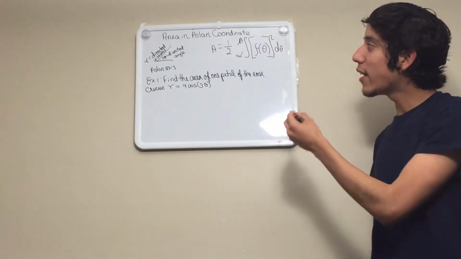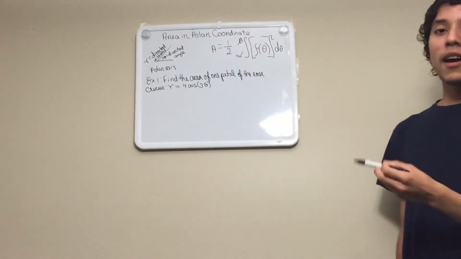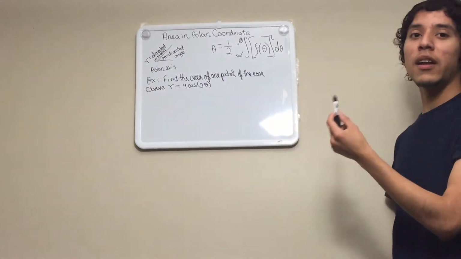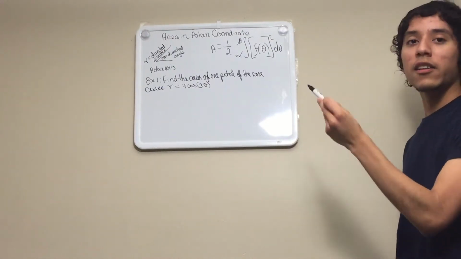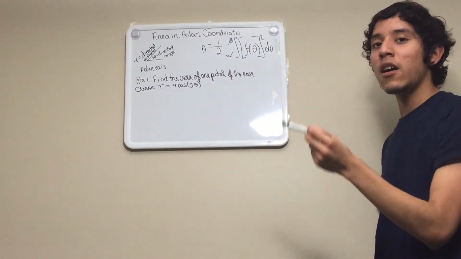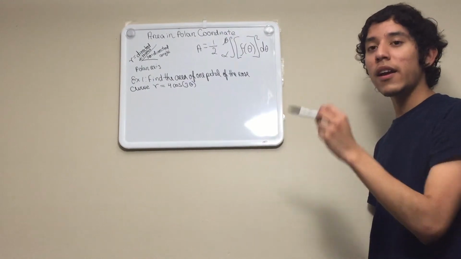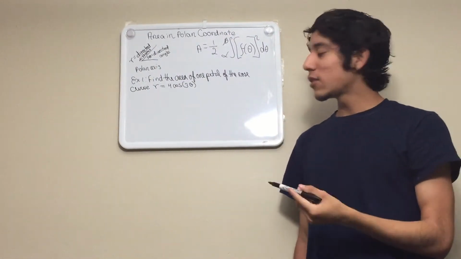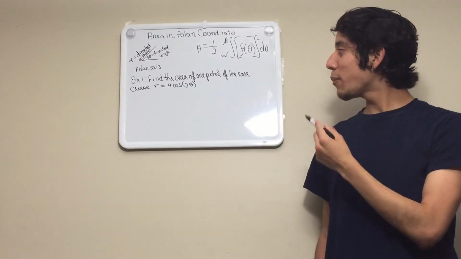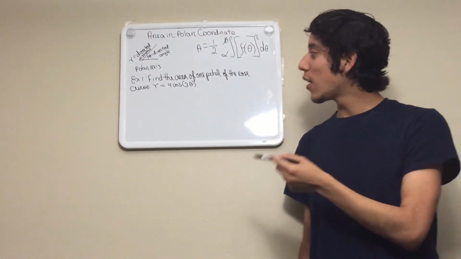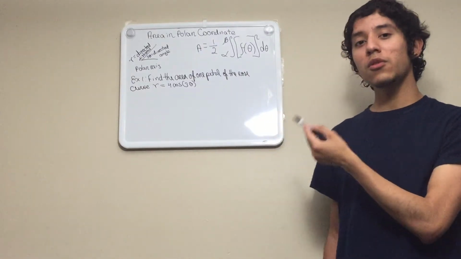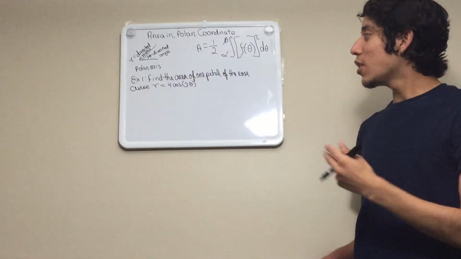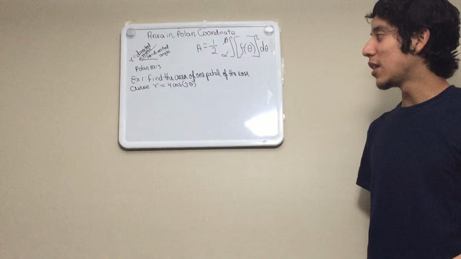To find the area in polar coordinates, we have to use this formula: 1/2 times the integral from alpha to beta of the function squared d theta. My first example is to find one of the petals of the rose curve r = 4 cosine 3 theta. To solve this, we will have to use the formula.